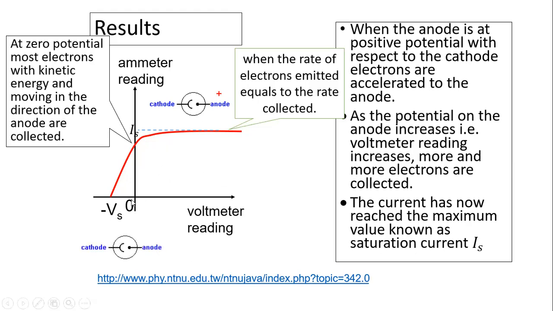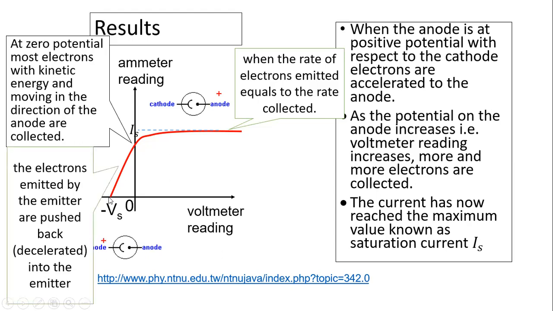This is the case where we keep the potential constant for this part. As you increase the negative potential, more and more electrons are pushed back into the cathode. So the current will decrease until you reach minus Vs. Electrons emitted by the emitter are pushed back into the emitter.